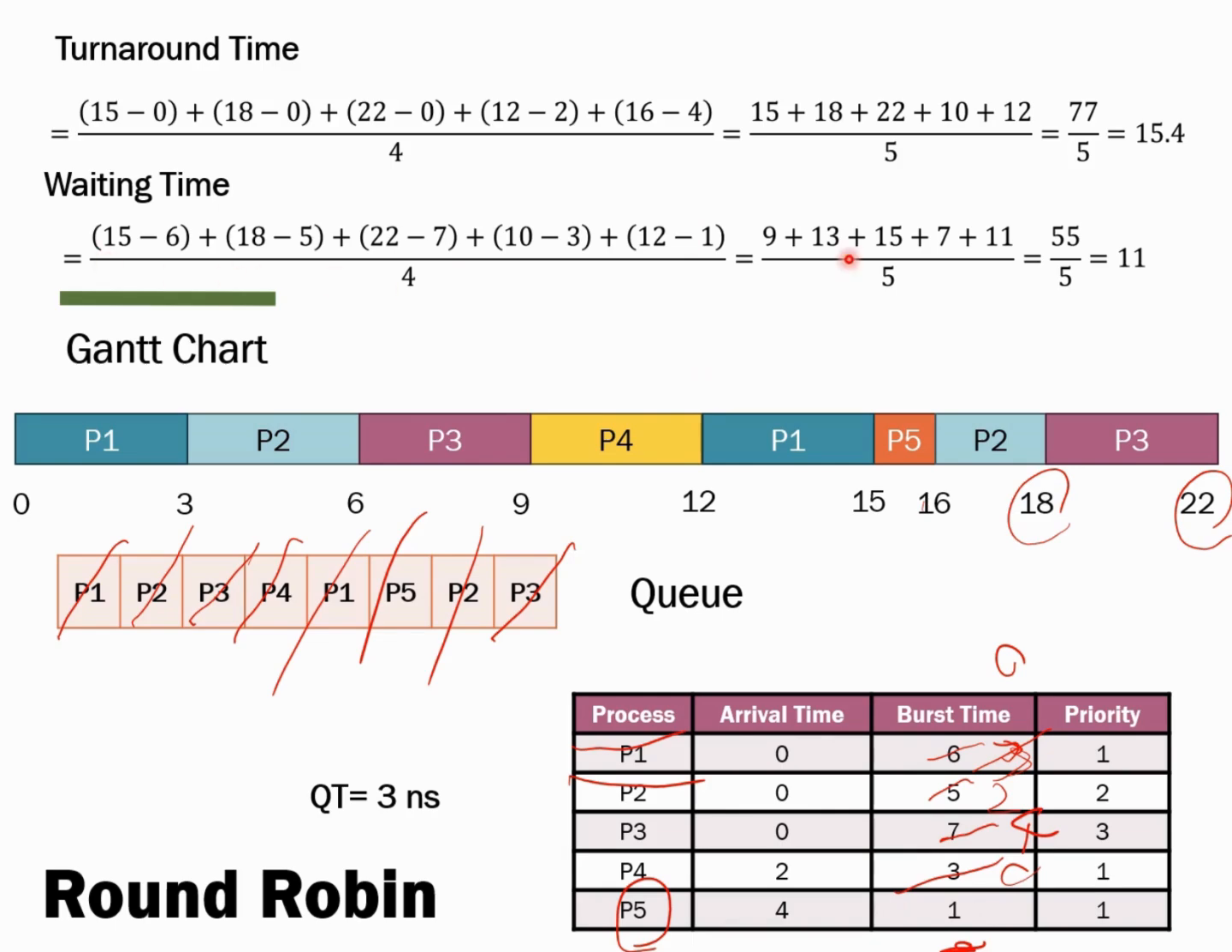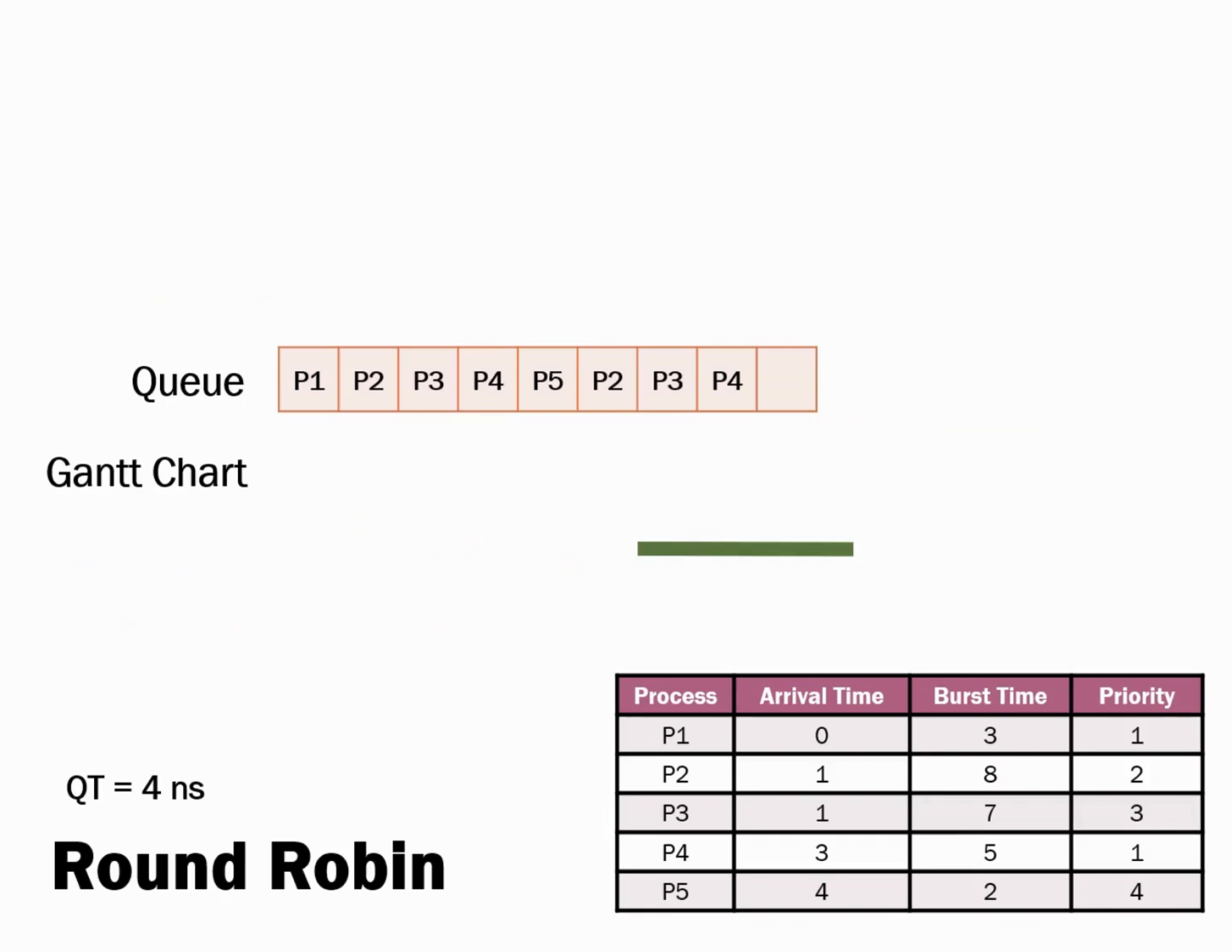So we got 9 plus 13 plus 15 plus 7 plus 11. The total is 55, and we have 5 processes. The average would be 11 in this example. Okay, another example. Also, we have 5 processes, and the quantum time here is 4 nanoseconds, as you can see.